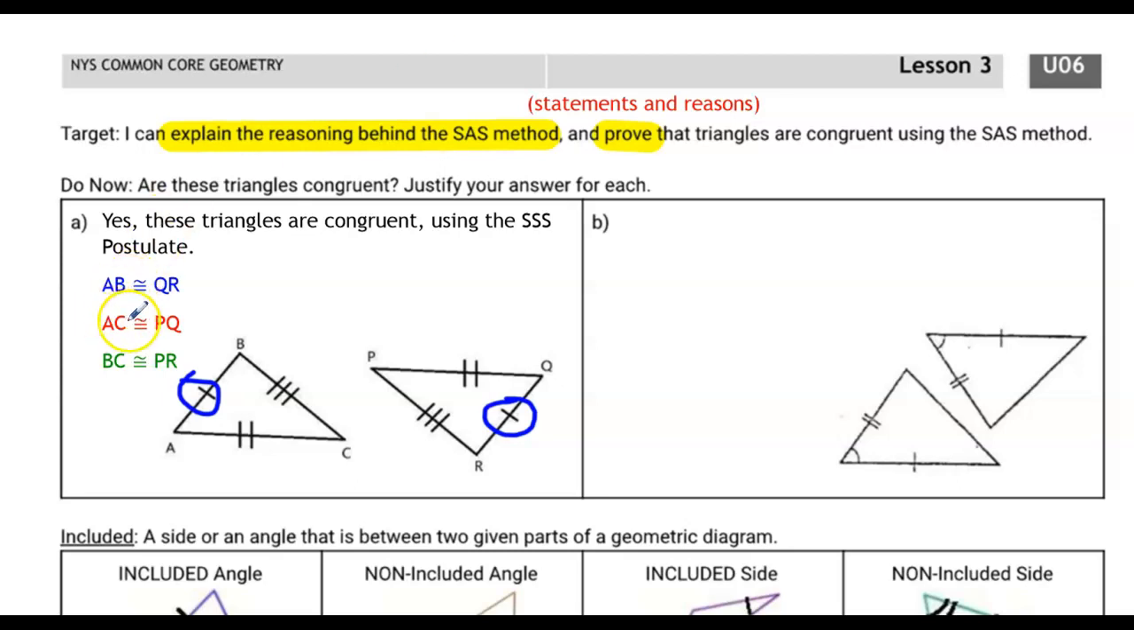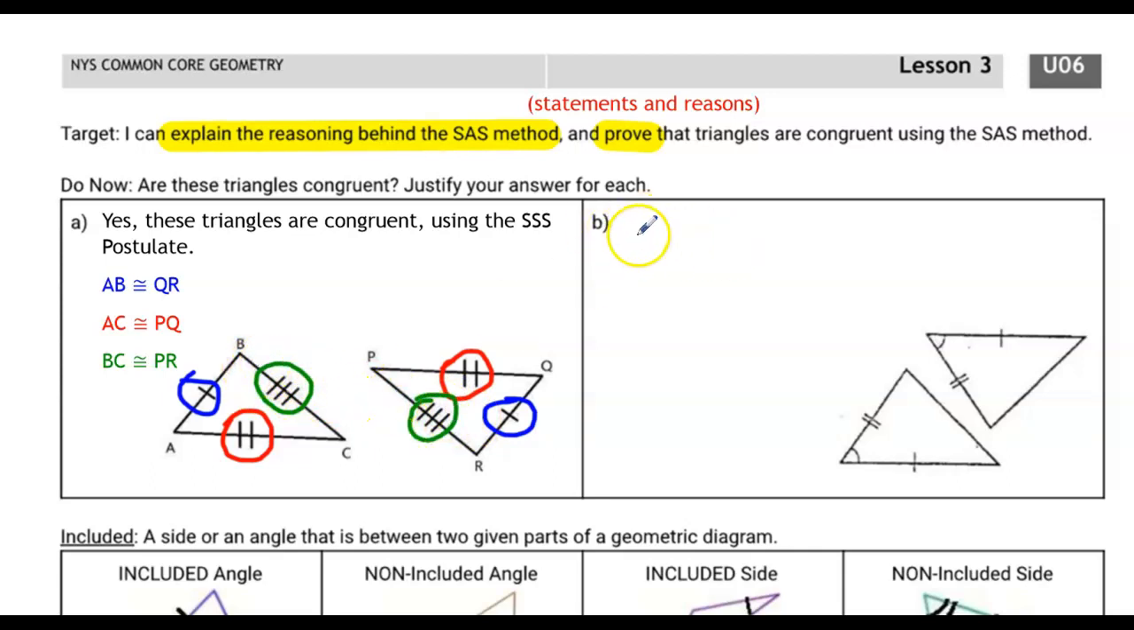Next, we have AC is congruent to PQ, and the reason we know that AC and PQ are congruent is because they have the same number of hash marks, 2 hash marks respectively. And then last but not least, we know that BC, which is this line segment here, has 3 hash marks, and PR also has 3 hash marks, so that means it is congruent to BC. Again, we don't know their measures, but we know they're congruent.